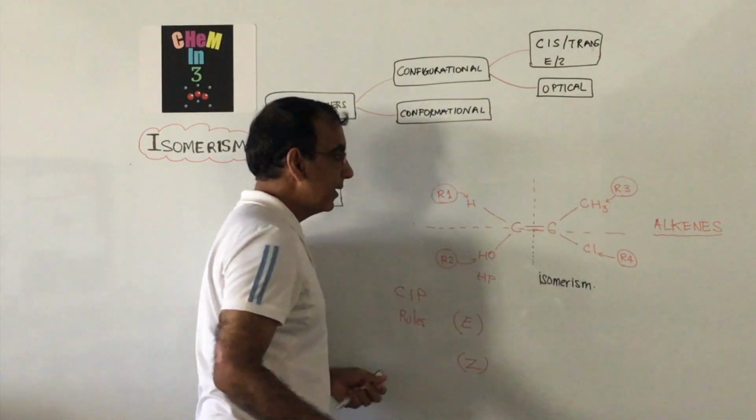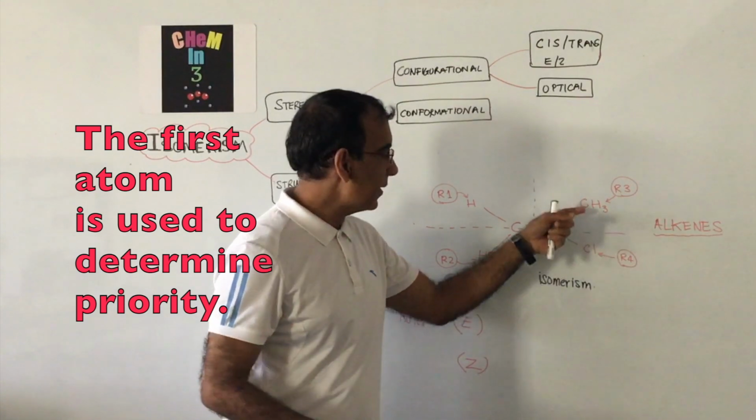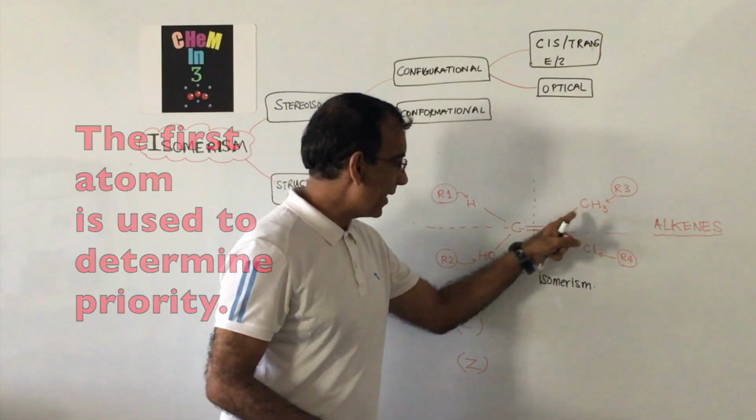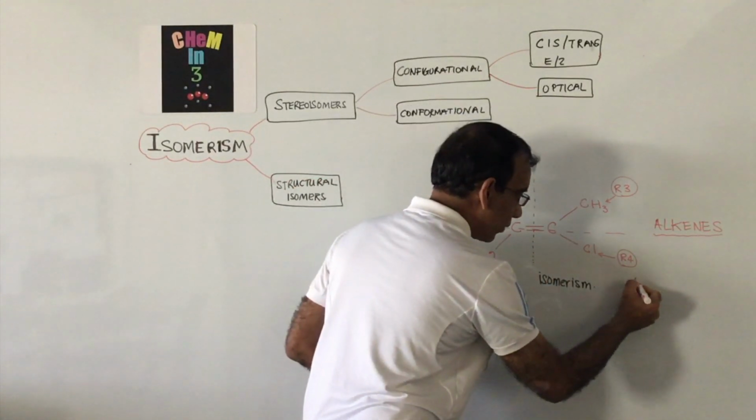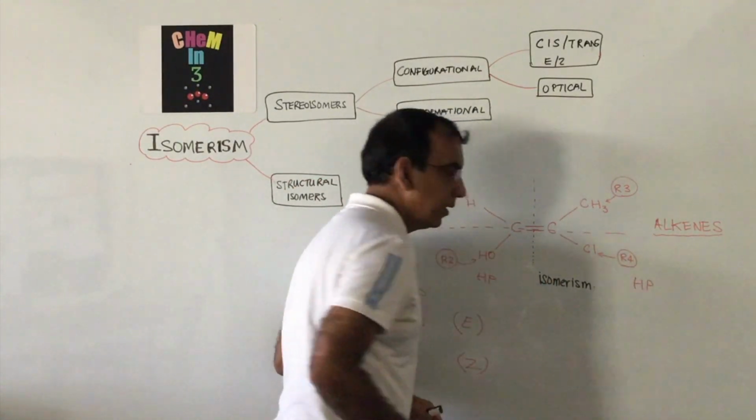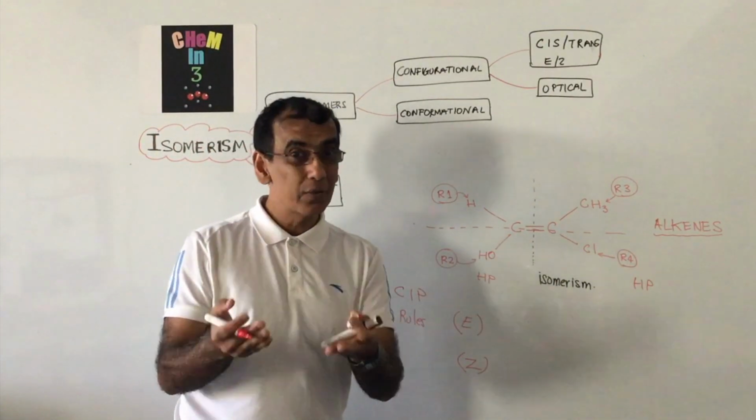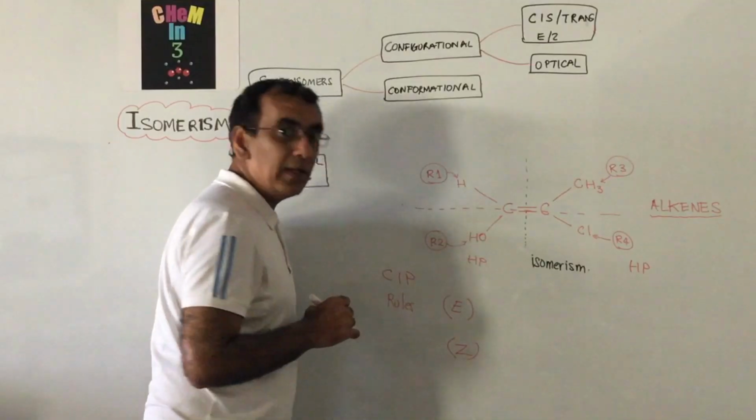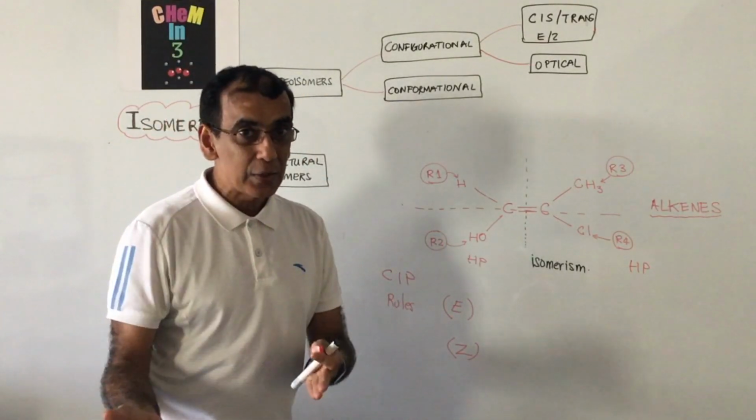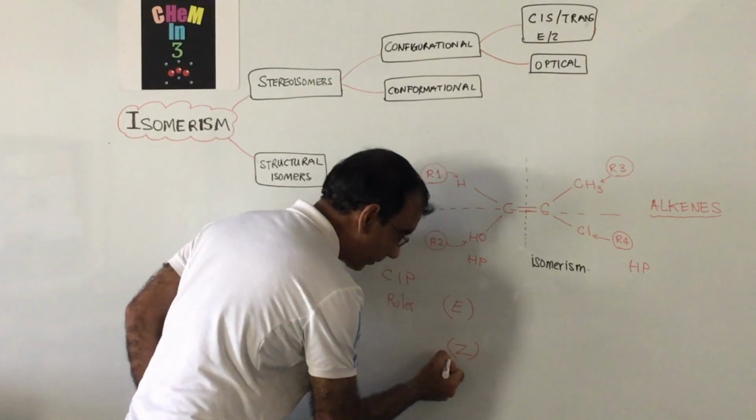And over on this side, Cl is much higher in its atomic mass than C, the first atom attached here. So therefore, this is the higher priority group on this side. And once you have the two HPs, the two higher priority groups, on the same side of the double bond, then you have a cis isomer or a Z isomer.